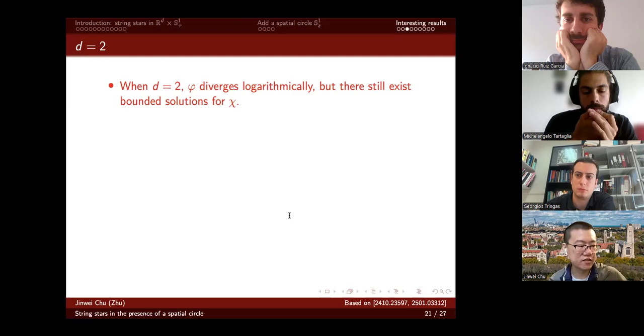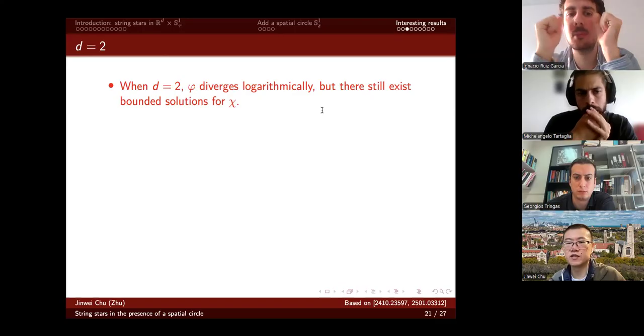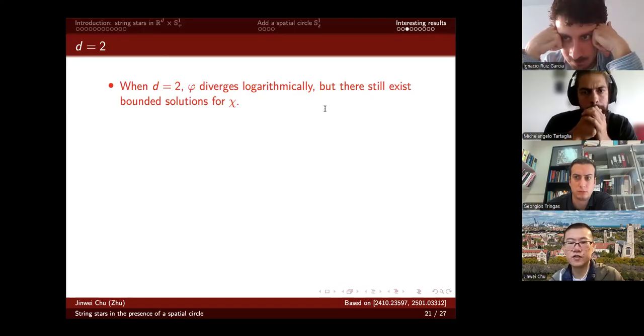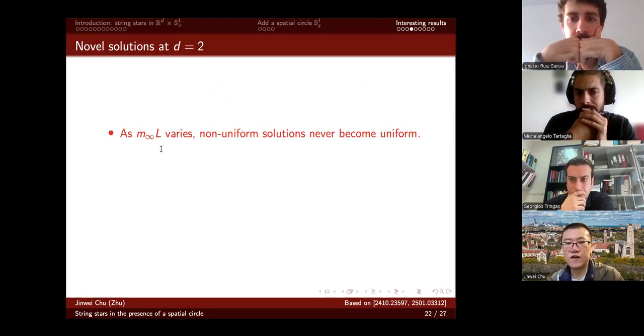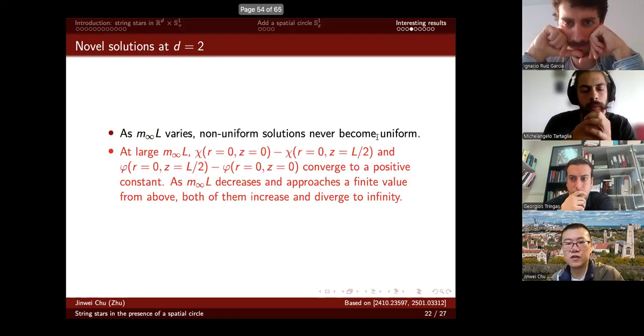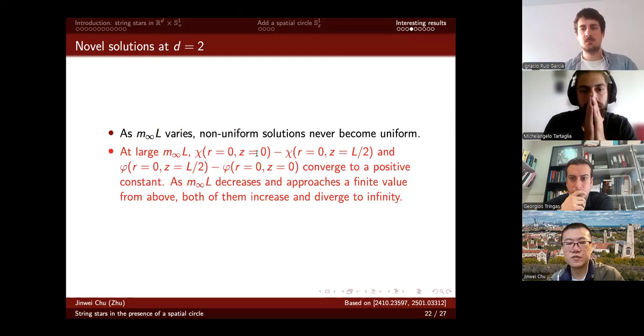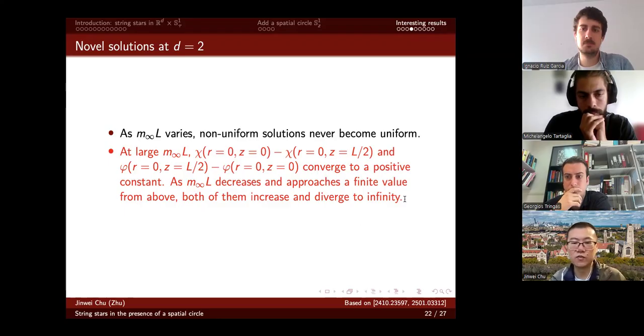So previously I said there's no solution at d equal to 2. The problem is that phi diverges logarithmically, so it does not go to 0 at infinity. However, there still exists a solution for chi. Here is an example. And what's interesting is that when I vary M infinity L, I found that non-uniform solutions never become uniform. To see that, I noticed that the difference between the field at z equal to 0 and z equal to L over 2 never becomes 0 when I vary M infinity L. Here are the details.